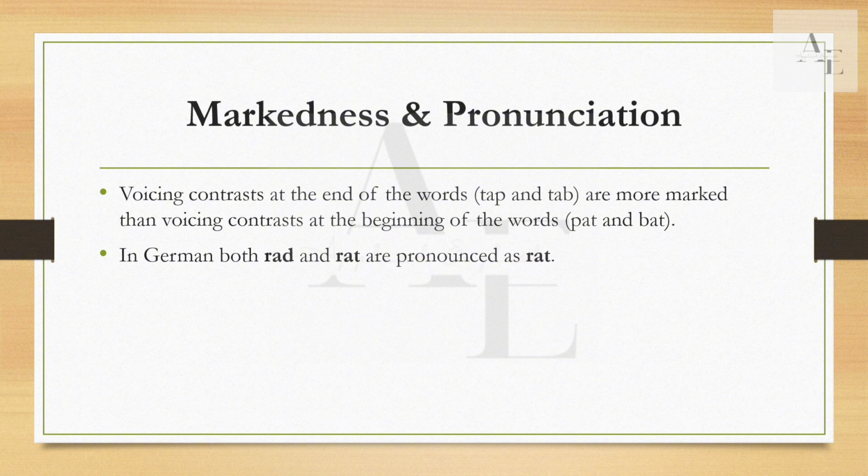But in the other case, when German speakers tried to learn English, they found it difficult to differentiate between tab and tap, and to produce the voiced b at the end. Because it's more marked, it was harder for them to pronounce these words, and in the end they devoiced the final sound and produced them both as tap. This leads to the conclusion that markedness also affects pronunciation and the production of sounds.